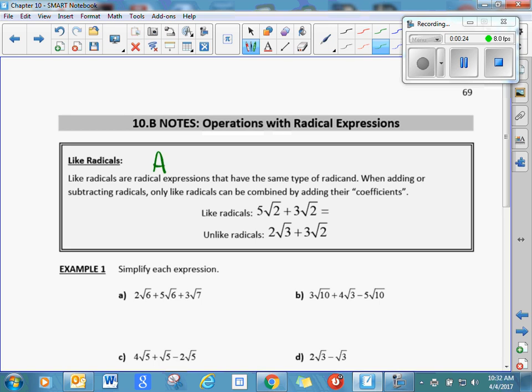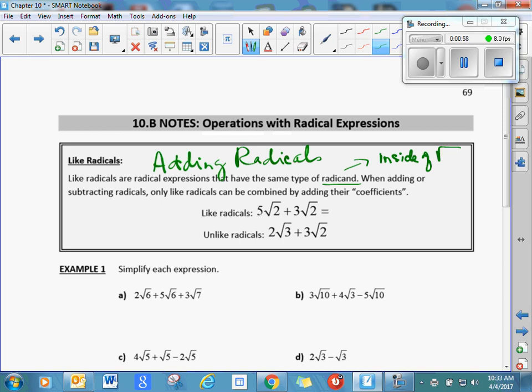I'm just going to put adding radicals. This is kind of like when we're looking for like terms, when we're adding variables together, or when we're adding fractions together and we have to have a like denominator. You can add radicals together, but they have to have the same radicand. And remember, this is what's on the inside of the radical symbol. That's called the radicand. So when those are alike, then you can add them together.